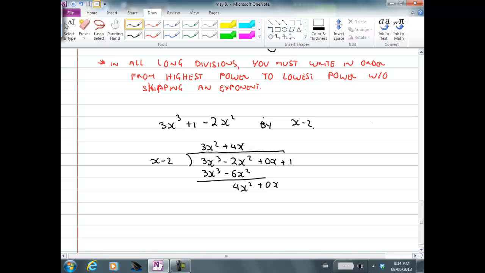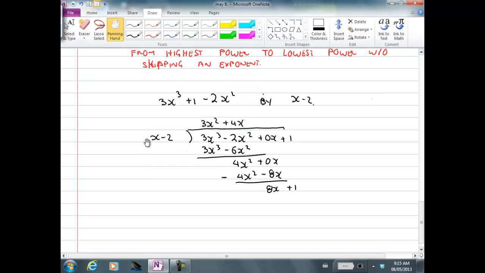Okay? And you do exactly the same thing, and you should have 4x squared minus 8x. Okay. That will give you 8x plus 1. Nope. Why is it a negative 8? Because you're subtracting. You got to be careful about this. This is why you got to write it step by step. Now, the last piece will be plus 8. And you have 8x minus 16 over 17. So this is called your remainder.